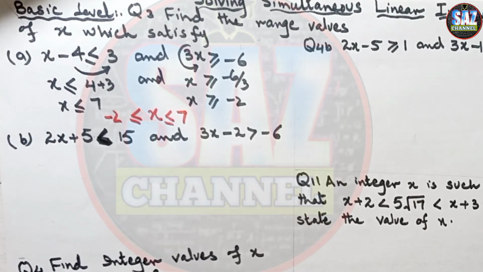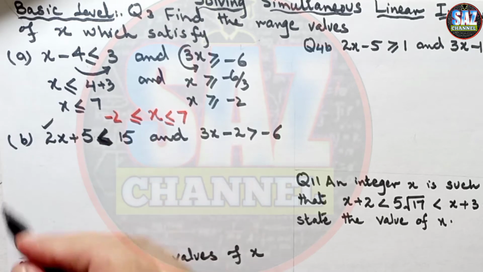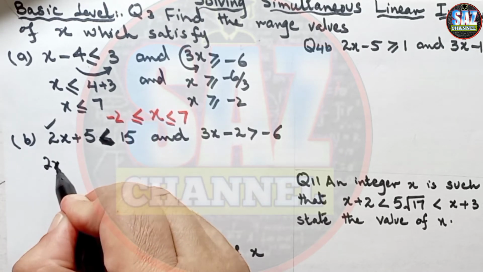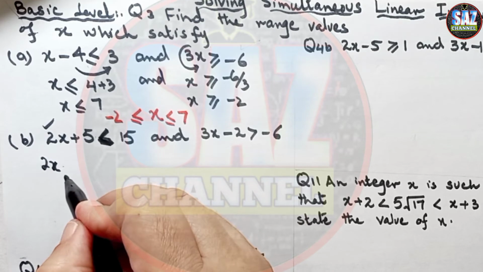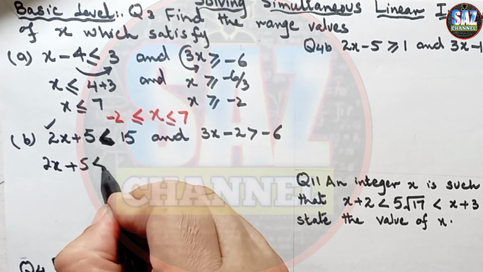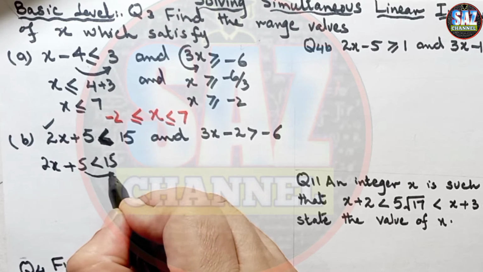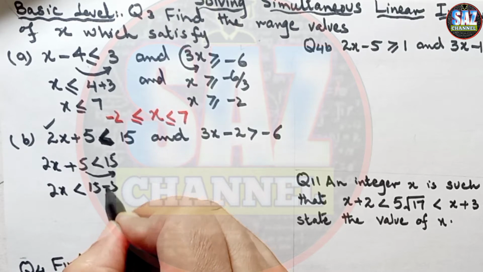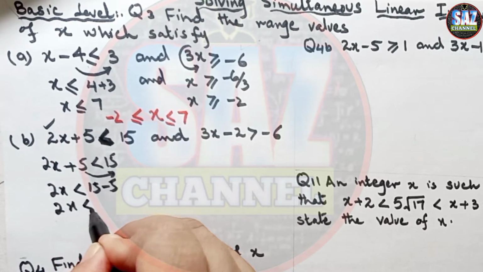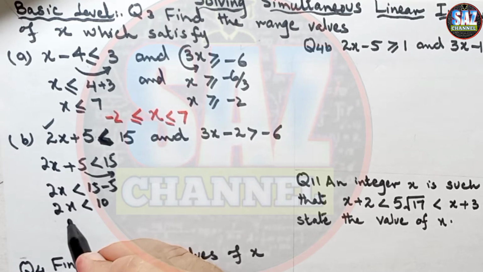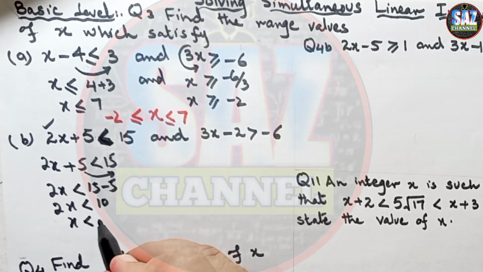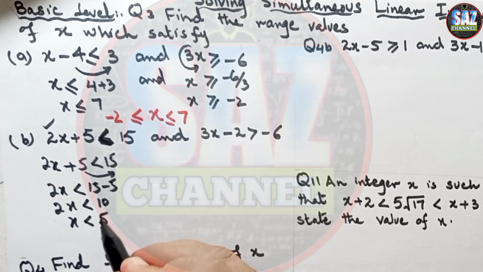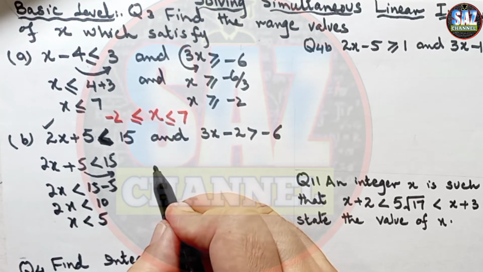Okay, so in order to solve these simultaneous inequalities, first of all, I take this part of the question, 2x plus 5 is less than 15, shift 5 to other side and change the sign. 2x is less than 15 minus 5, or 2x is less than 10, or x is less than 10 upon 2, which is equal to 5. And then I have to solve the other part of the question as well.